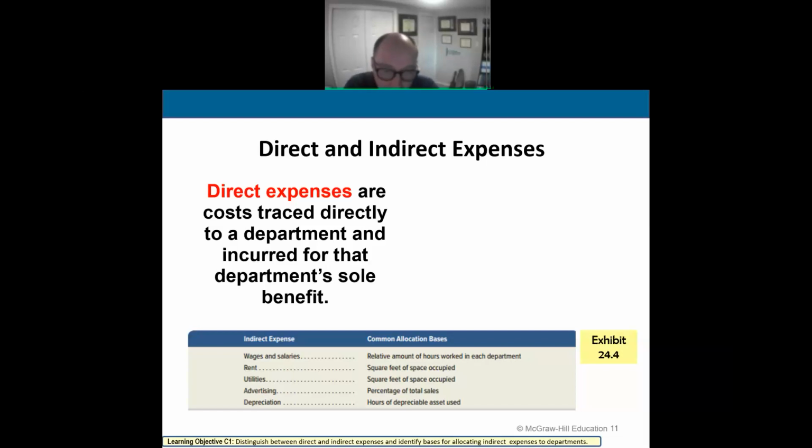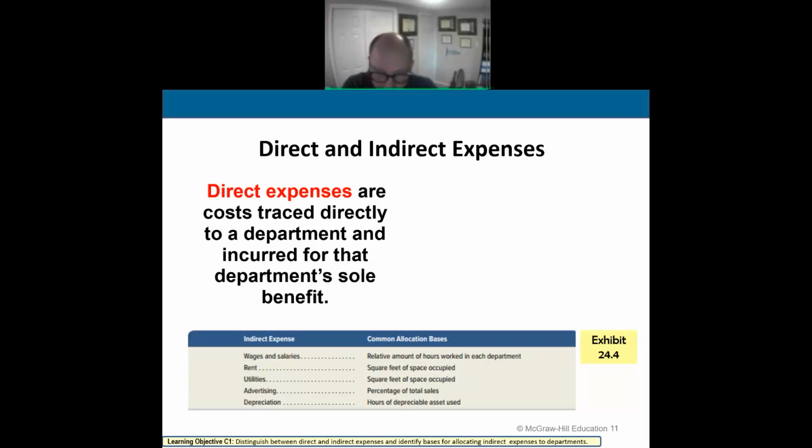So I go about allocating those expenses to that department in a way that makes sense. Let's take a look at these indirect expenses. I have wages and salaries, rent, utilities, advertising, and depreciation. That's a lot. It is very difficult for me to directly trace the manager's salary to that department to some degree.